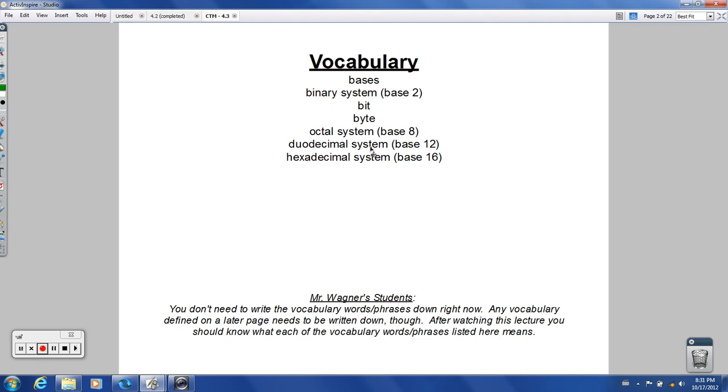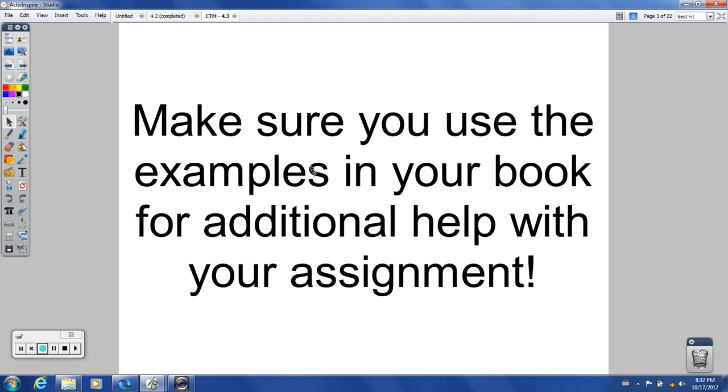We're going to be using other bases too, but these ones have special names, and they have special duties, you might say, within certain systems, within certain things that we use a lot. I'll talk about what I mean by that in a second as well. And as always, make sure you're following along in your book, using extra examples for additional help with your assignment.